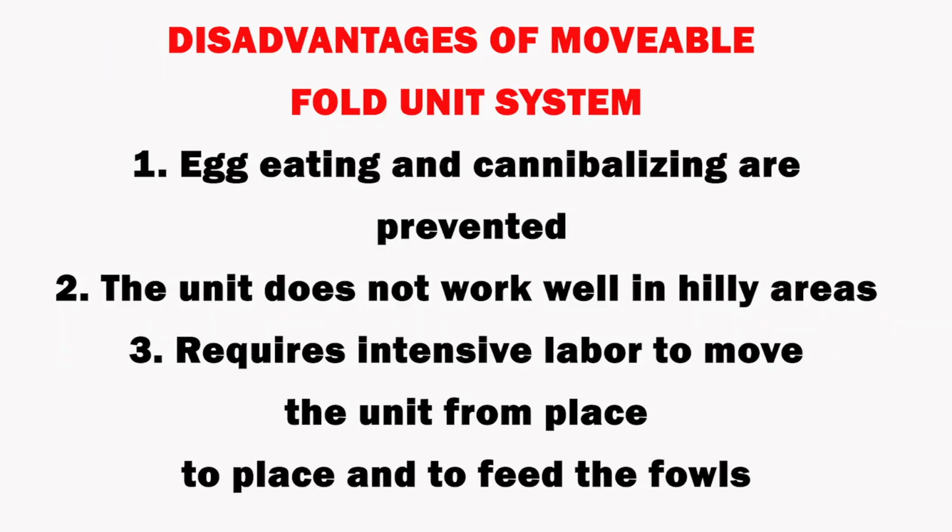All right, let us look at some disadvantages of movable food unit system. Number one, egg eating and cannibalism are prevented. Number two, the unit does not work well in hilly areas. Number three, requires intensive labor to move the unit from place to place and to feed the fowls.